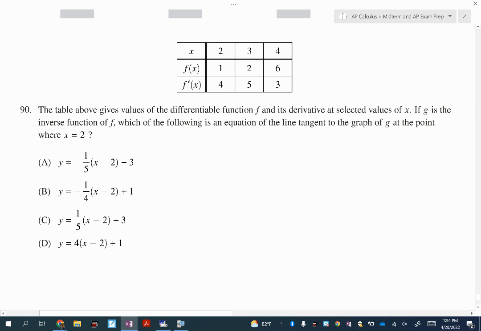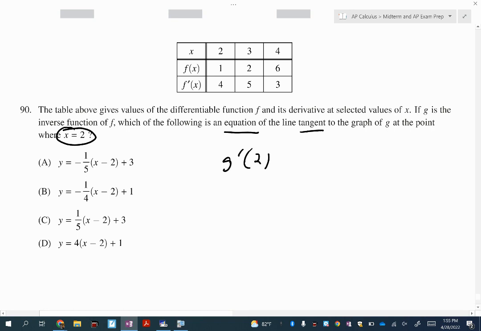All right. We have a differentiable function f, and it's giving us a table of values. You'll notice we have the original function and the derivative, f prime of x. It says g is the inverse of f. We're trying to find the equation of a line that's tangent to the graph of g at the point where x equals 2. Guys, this is a very complicated way to ask a very basic calculus question. Nothing about this is simple, but finding the equation of a tangent line is one of the basic questions of calculus.